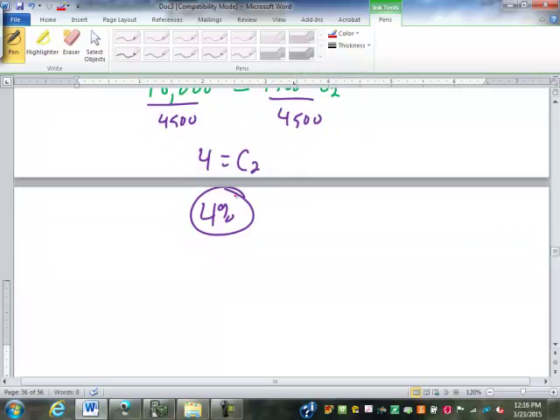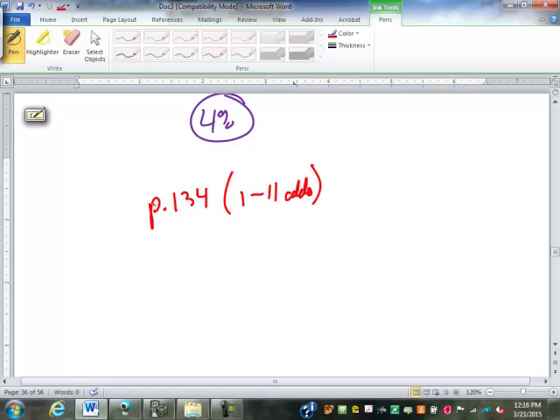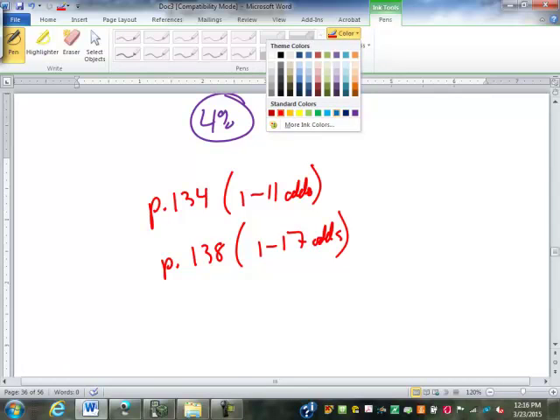Okay, we've only got about 5 minutes left here, so let me go ahead and give you your homework. Your homework out of the book will be page 134, 1 through 11, the odds. That's going to be talking about the dilutions and using the dilutions to change concentrations, or what dilution is required to change from one concentration to another. Also on page 138, 1 through 17, the odds are going to be on this concentration adjustment formula.